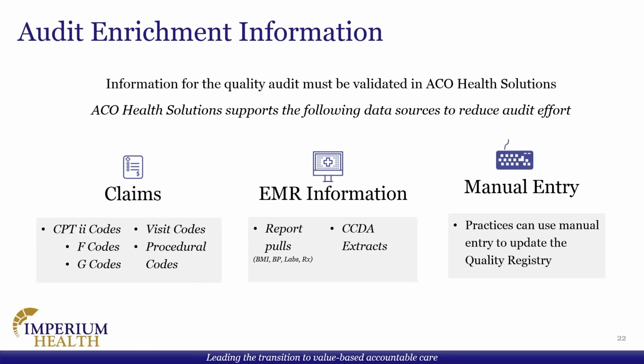A few examples for that enrichment information may be use of CPT2 codes, those F codes and G codes, visit codes, procedural codes, or any information we're able to extract from your EMR. It's also possible to go in and do a manual entry or manual update of any quality information during the year.